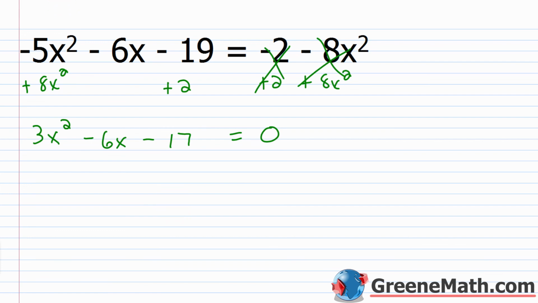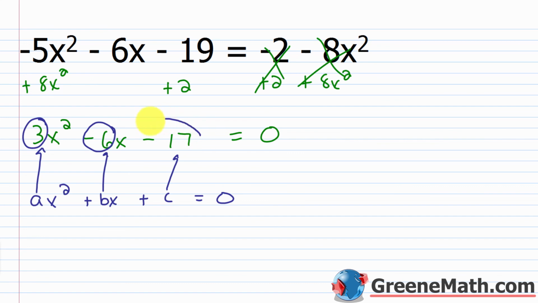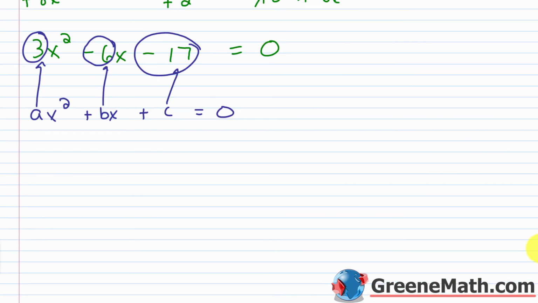And at this point, you should be kind of getting this. This is ax squared plus bx plus c equals 0. A is the coefficient for the squared variable. B is the coefficient for the variable to the first power. And then c is the constant. Okay? Make sure you include the negatives, otherwise you won't get the right answer. All right. So the quadratic formula.